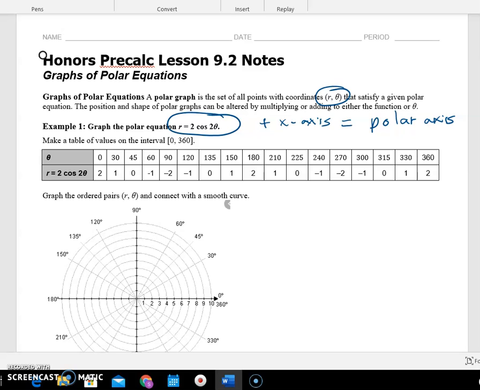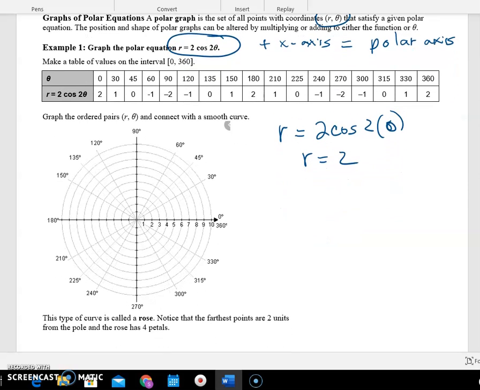So for instance, when r equals 2 cosine of 2 theta and we let theta be 0, you can plug that into your calculator, and you want to do that when you're in degree mode. And the result is going to be r equals 2 for that. And that's how they came about our values. So it says graph the ordered pairs and connect with a smooth curve.